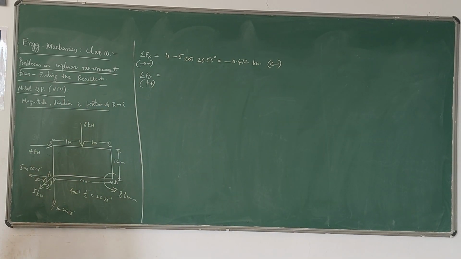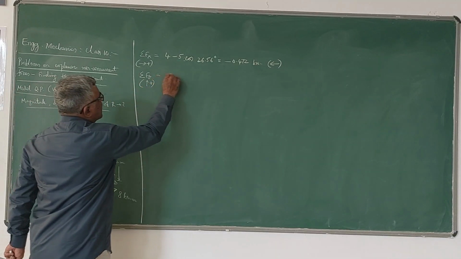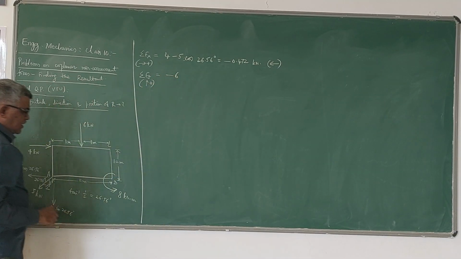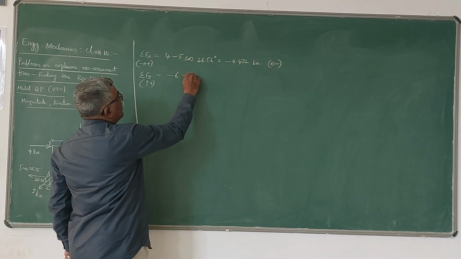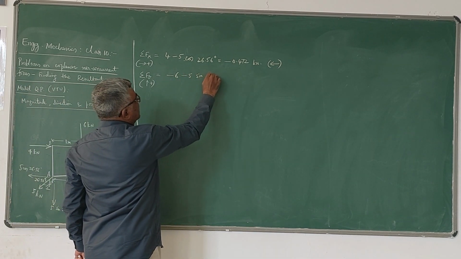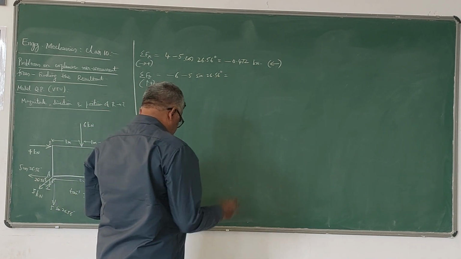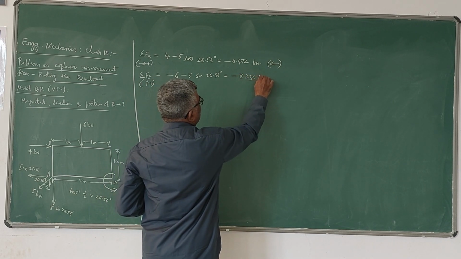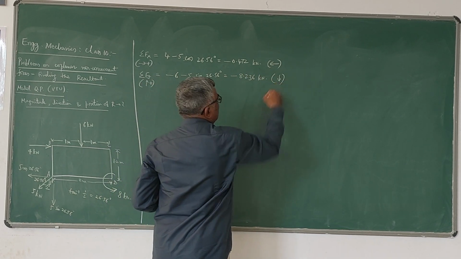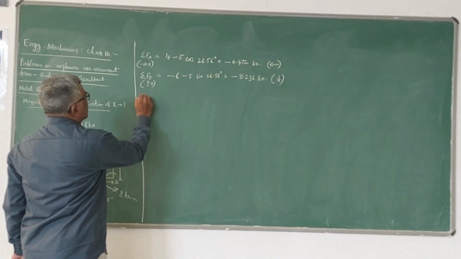Next, sigma fy, this doesn't have any vertical component. This is negative because it is acting downwards. So minus 6, and component of this also is negative, minus 5 sin 26.56 degrees, which comes out to be minus 8.236. Please check the values using your calculator. Negative means downward.